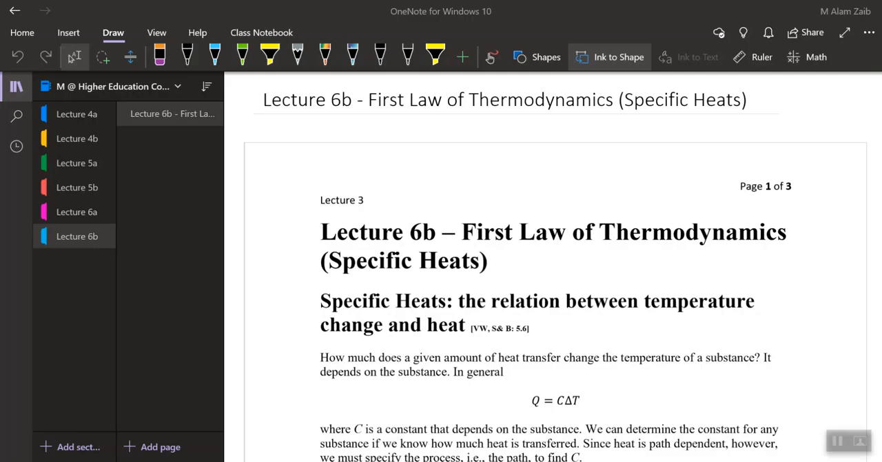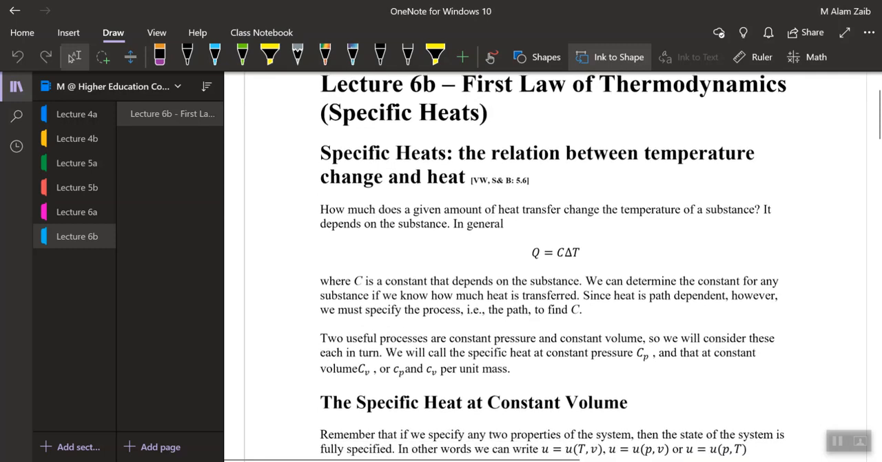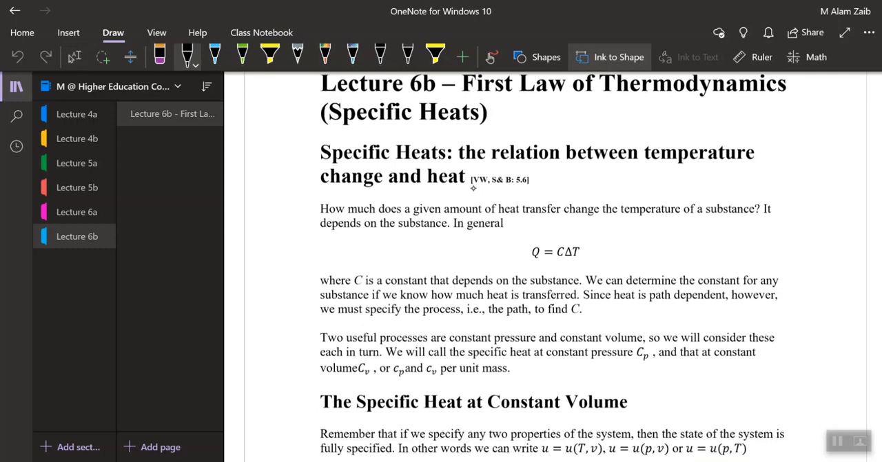Okay, lecture 6B, the first of thermodynamics, and we will be talking about the specific heat in this lecture. A continuation of the previous lecture, lecture number 6A. Specific heat and the relation between the temperature and the heat changes. The topic is in Van Wylen, Borgnakke and Sonntag, topic 6.5.6.